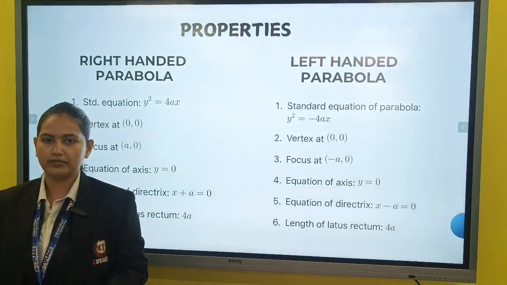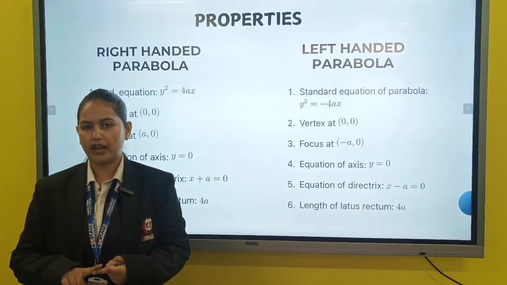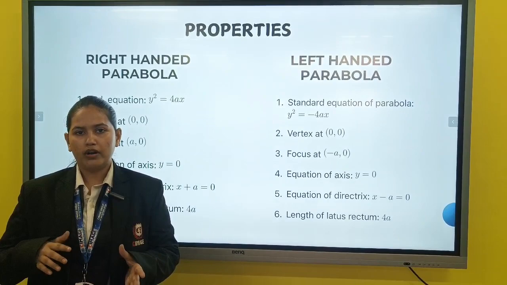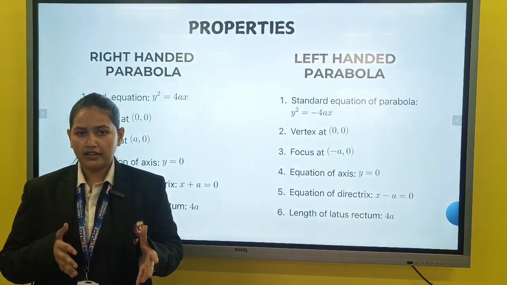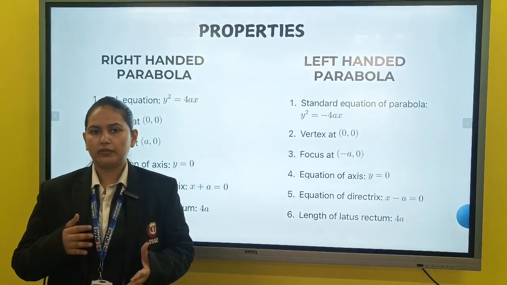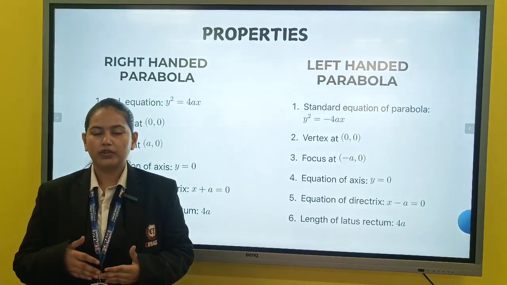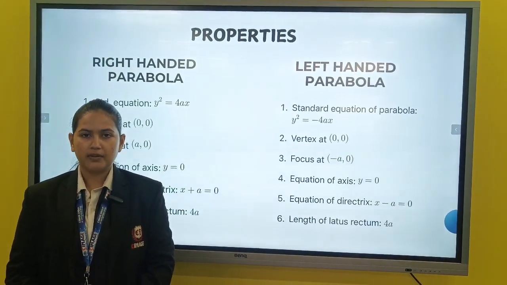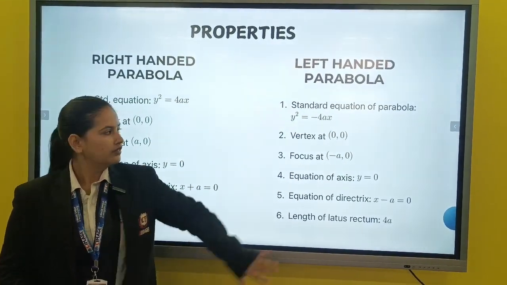Now, to quickly summarize, we have understood what is the definition of a parabola, what it looks like, what differentiates the left-handed and the right-handed parabola, and then finally we looked at some of the properties of a parabola. With that, I would like to conclude this presentation that I prepared under the guidance of Rabin sir. Thank you.